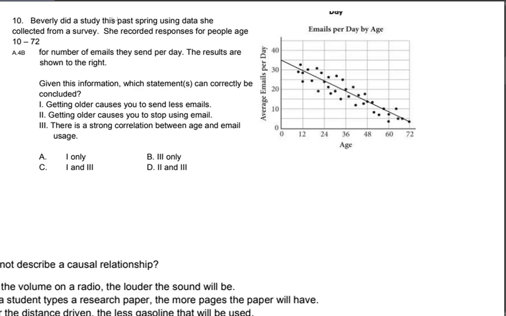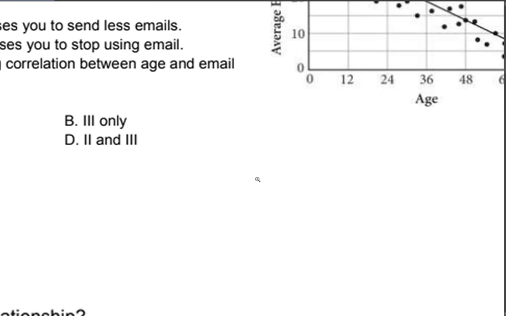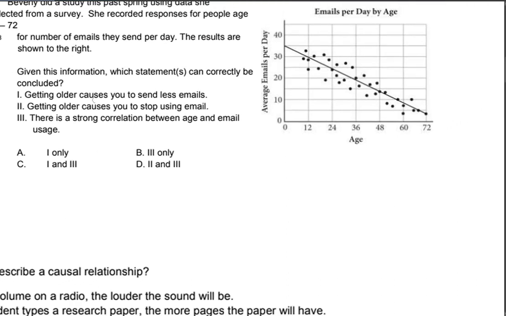So Beverly did a study this past spring using data she collected from a survey. She recorded responses for people aged 10 to 72 for the number of emails they send per day. The results are shown to the right. We see as the age increased, the number of emails decreased per day. Given this information, which statement can correctly be concluded? So, getting older causes you to send less emails.